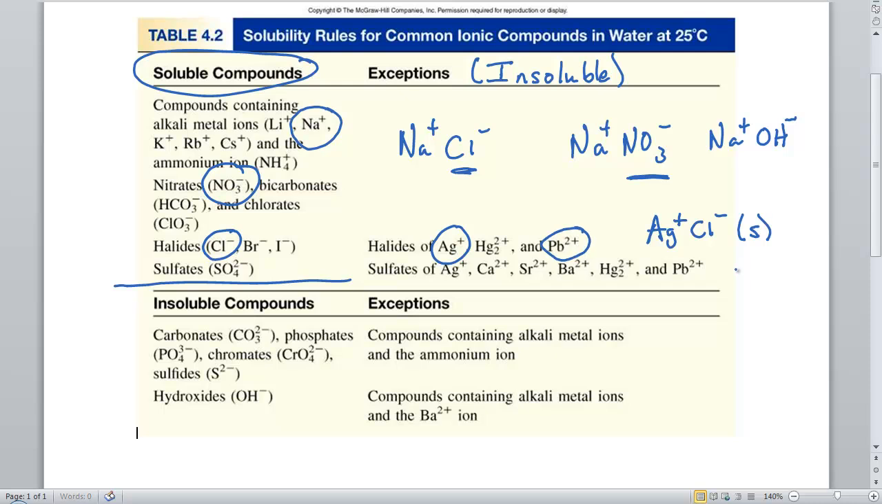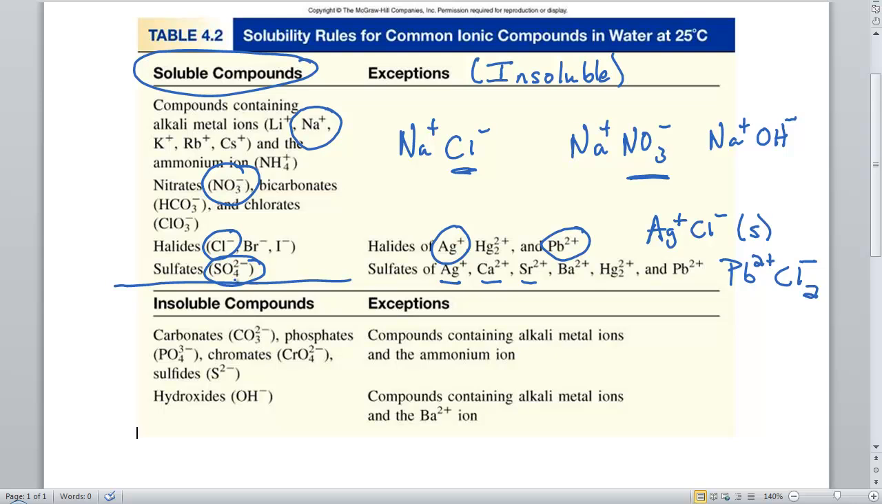Same thing for lead 2+ with chloride. Since lead has a 2+ charge with chloride, we would need 2 chlorides. That would be an insoluble salt in water. It would not dissolve to any great extent. Now you can go through the same thing with sulfates. Sulfates are generally soluble, but there are some sulfates that are insoluble. So if silver ion is combined with sulfate, insoluble. Calcium sulfate, strontium sulfate, and so on.